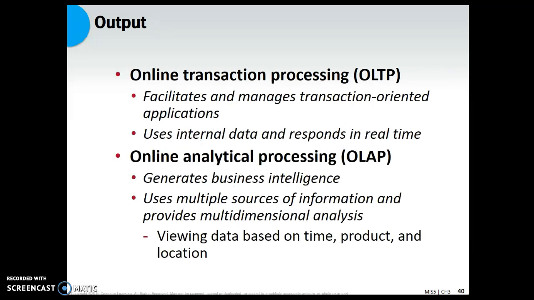So output. Output can be in the form of online transaction processing, so it can manage transaction-oriented applications. It uses internal data and responds to it in real time. There's also what's called online analytical processing, and what that does is it generates business intelligence and uses multiple sources of information to provide analysis in a multidimensional form.